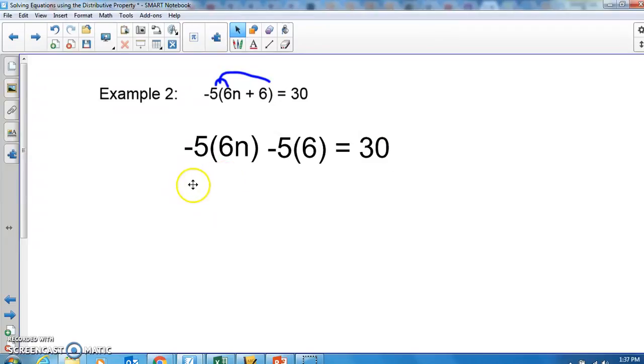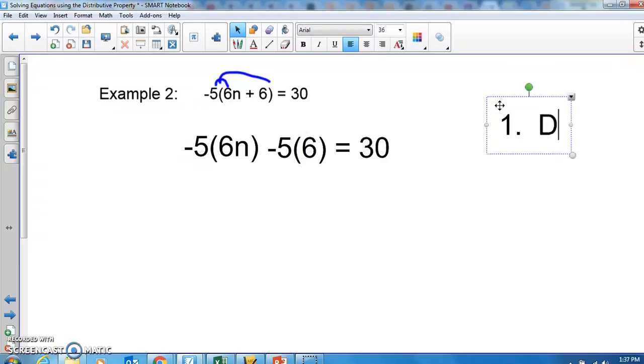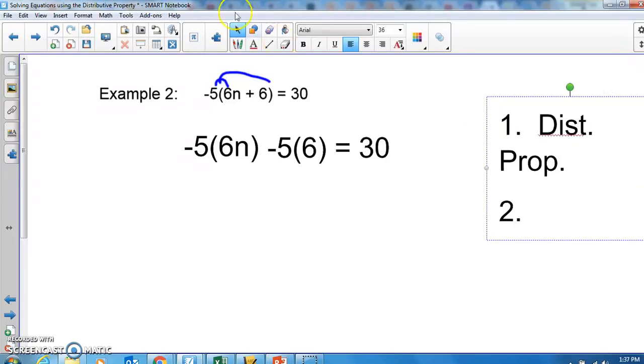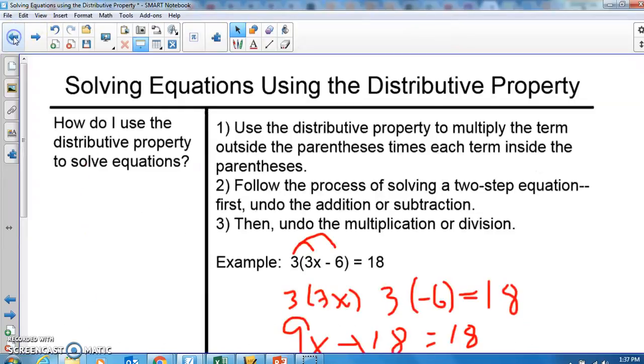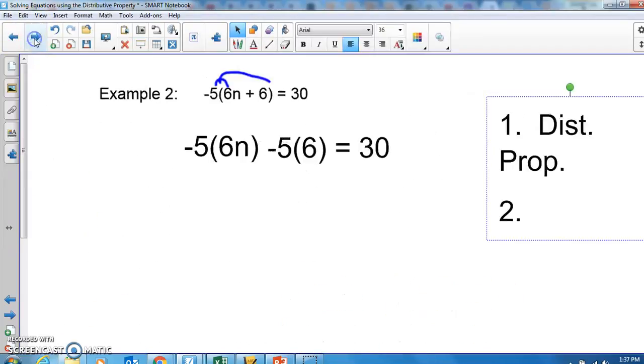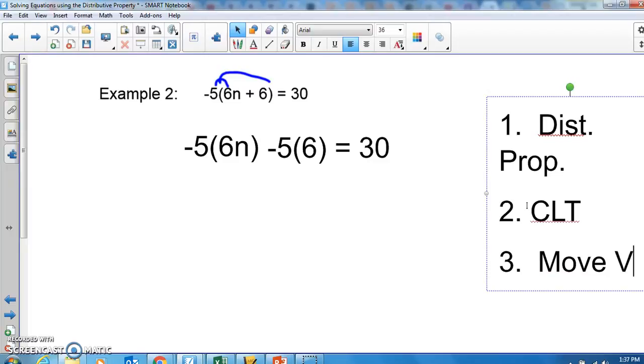So now I'm going to actually go through and distribute it. Remember, our first step is we're going to apply the distributive property. Second step, and if you need to, you can always refer back to this right here, as I told you all, I'm going to use abbreviations. We're going to combine like terms. Third thing, I'm going to just put move variable.